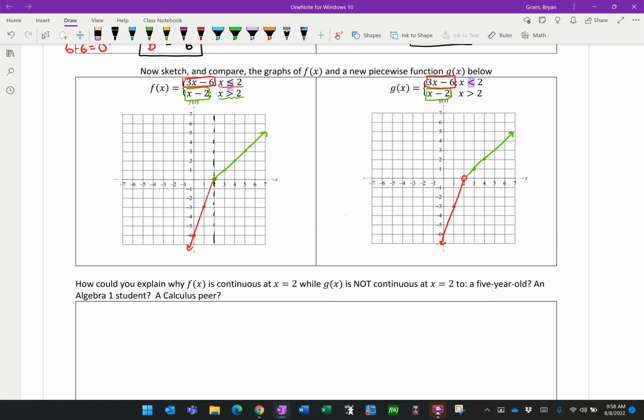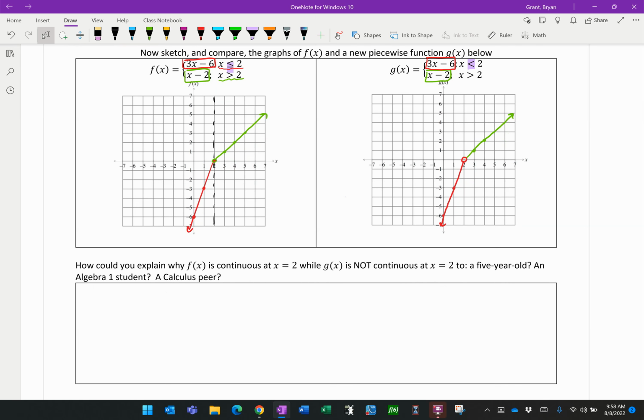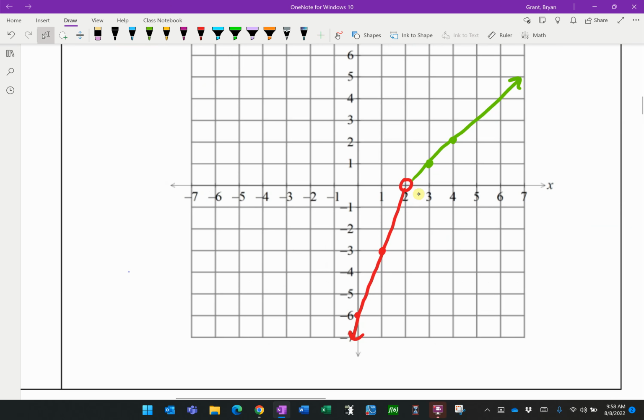Okay, so if we're talking continuity, to a 5-year-old, it's actually pretty easy, right? To a 5-year-old, you would probably show this graph and you would leave off this open circle right here. And to a 5-year-old, you would say, well, as you're drawing or walking, you have to pick up your pen or pencil and skip over that gap, right?